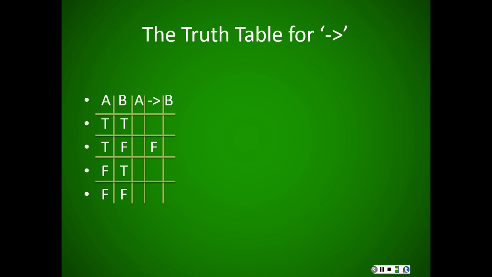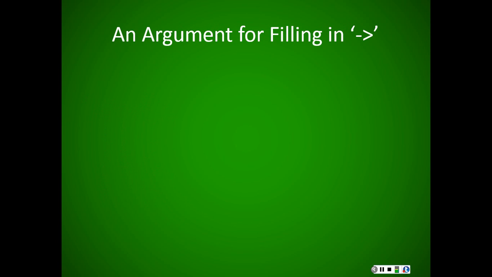Okay, but what about the other rows? How should I fill in the other rows? Well, it's not obvious to me how I should fill in the other rows. I don't know about you, but my linguistic competence with conditionals doesn't just tell me directly how I should fill in these rows. So I'm kind of stuck. I need some other kind of argument or something that tells me how to fill in these other rows. Let me give you an argument for how we should fill in these other rows.